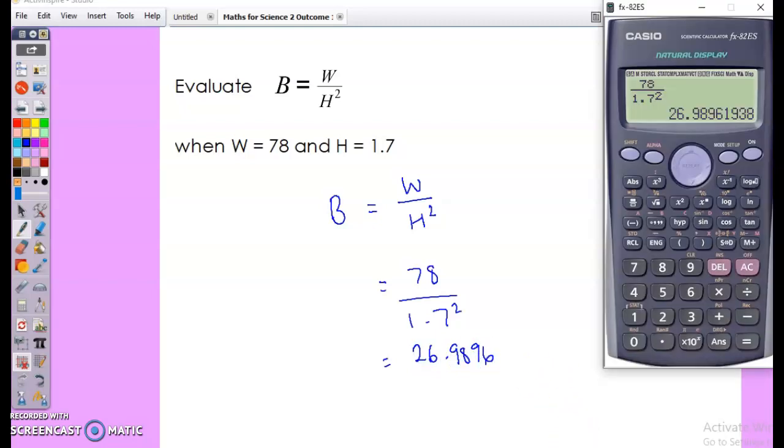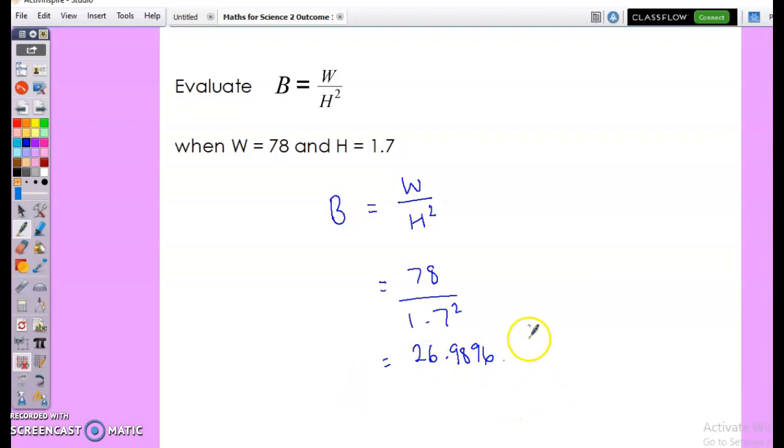What was after that? 6.193. Yeah, that's fine. So 28.9896. If you don't have a scientific calculator, you need to do 78 divided by 1.7 squared.